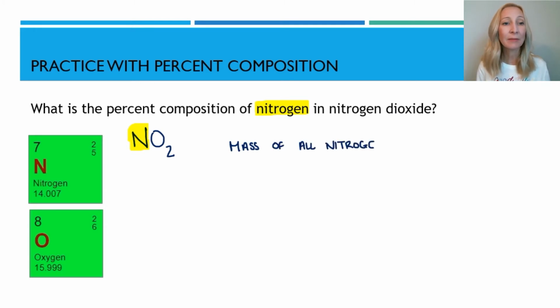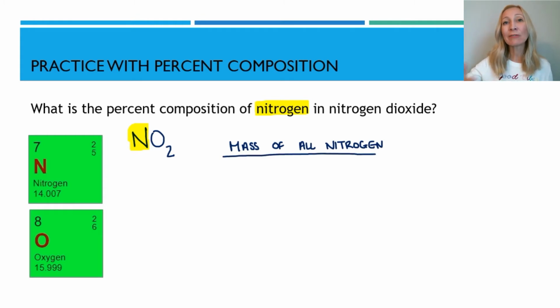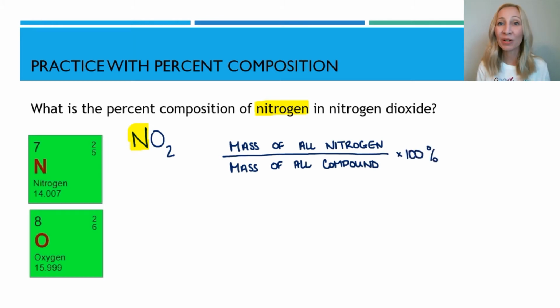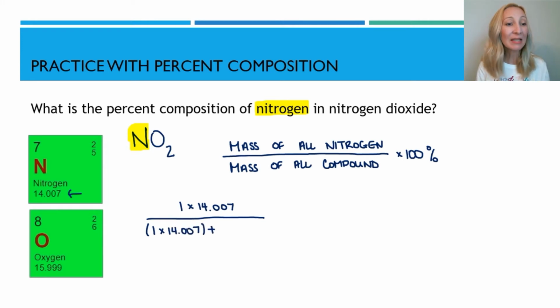So our numerator is going to be the mass of all the nitrogen. There's only 1 nitrogen, but it's the mass of all the nitrogen. Our denominator is going to be the mass of the entire compound, so the nitrogen and the 2 oxygens. Then we're going to multiply by 100% to take that decimal and turn it into a percentage. So 1 nitrogen times the mass of a nitrogen, 14.007, divided by 1 nitrogen times the mass of a nitrogen, 14.007, plus 2 oxygens times the mass of an oxygen, so 2 times 15.999, multiplied by 100%.